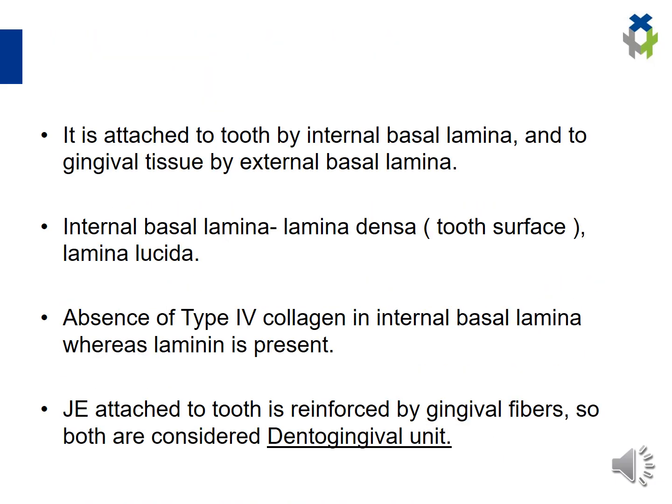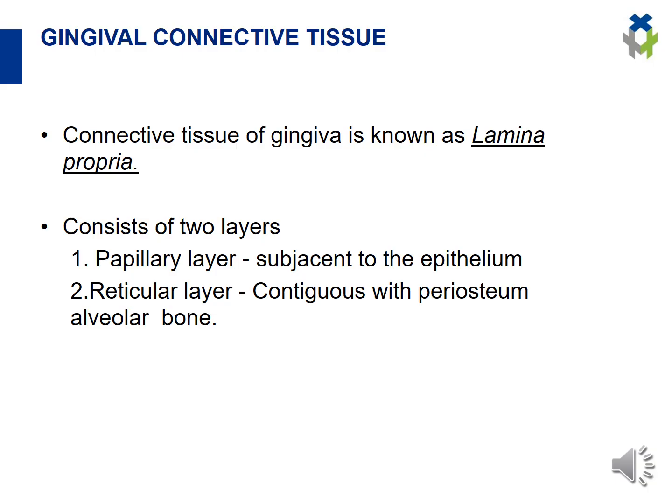It is attached to the tooth by the internal basal lamina and to the gingival tissue by the external basal lamina. There is an absence of type 4 collagen in the internal basal lamina, whereas laminin is present. The junctional epithelium, which is attached to the tooth, is reinforced by gingival fibers, so both are considered as the dentogingival unit. The connective tissue of gingiva is also known as lamina propria.